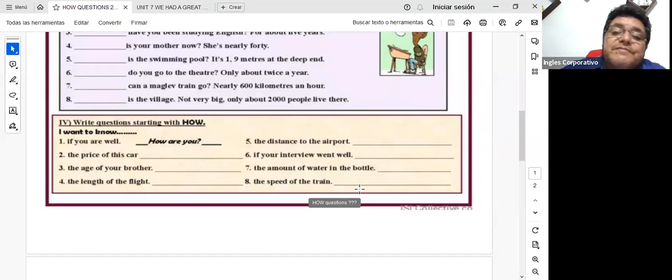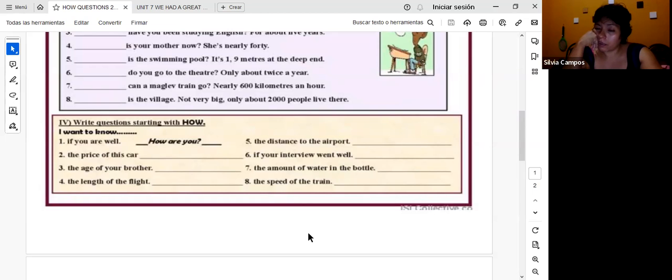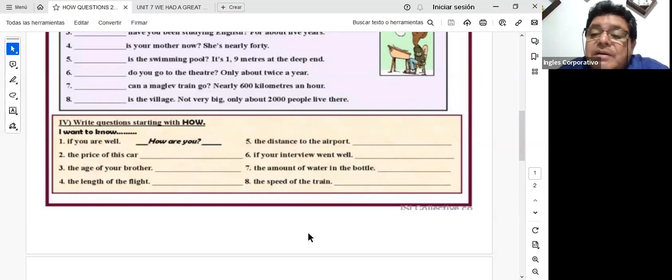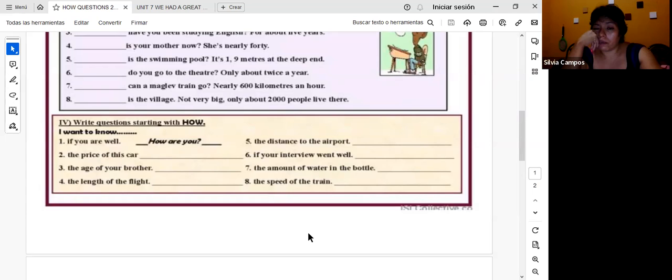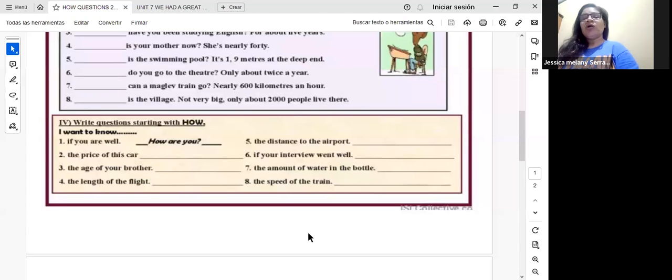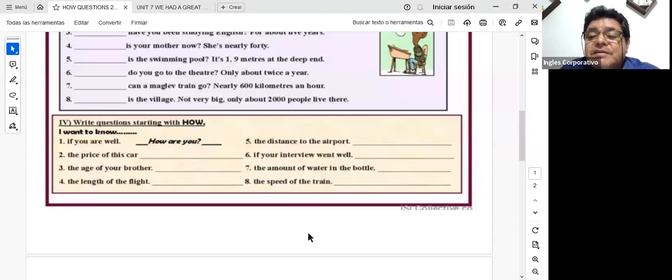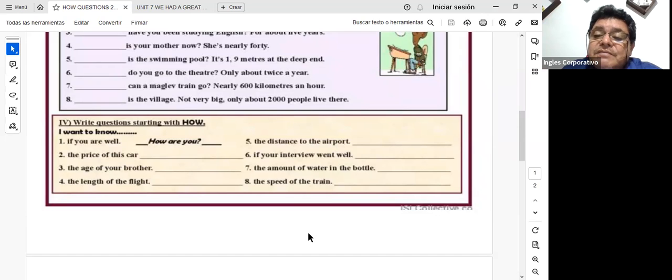Okay. The last one, the speed of the train. How fast? Okay, a complete question. Don't forget the verb. How fast is the train? Say, how fast is the car? How fast is the bus? How fast is the plane? How fast is the train?